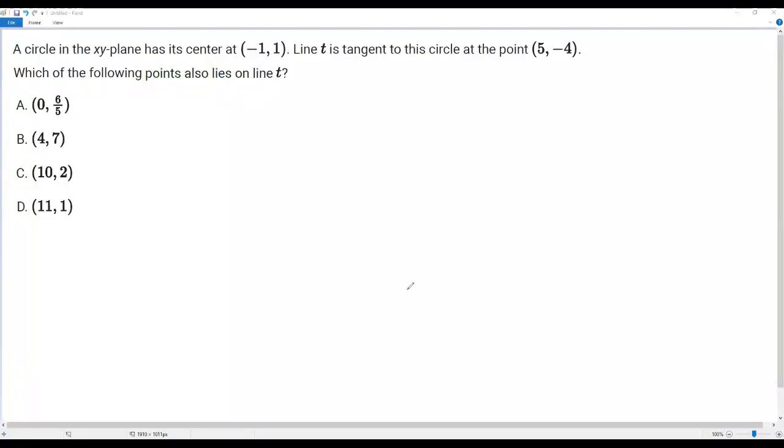Here we have a SAT math problem. Okay, let's go to the question. A circle in the xy plane has its center at (-1, 1). Line T is tangent to this circle at the point (5, -4). Which of the following points also lies on line T?